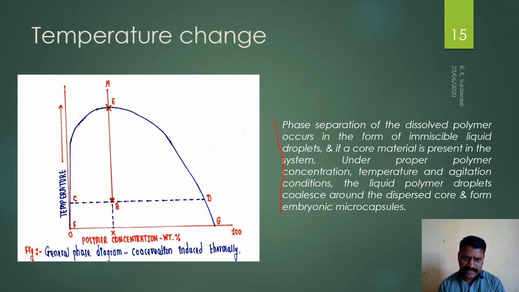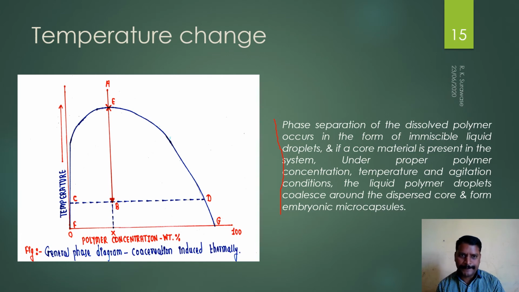Here arrow A, E, B, and binodal curve F, E, G. In every phase diagram, at point E is the phase boundary. Here the one phase region, that is a single phase region, is crossed or entered into a two phase region. Means the phase separation will occur at point E in every diagram. We'll discuss later on one by one.